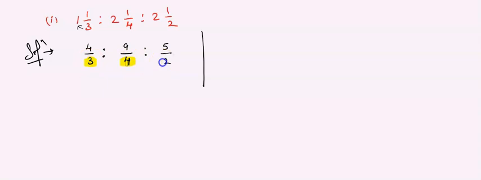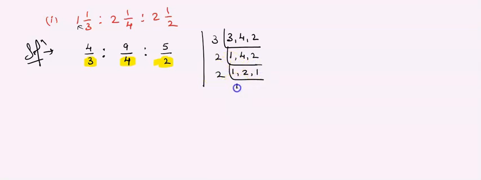The denominators are 3, 4 and 2. We have to take the LCM of 3, 4 and 2. 3 in which tables does it go? It goes with the 3 table itself. So 3 ones are 3, 4 as it is, 2 as it is. 2 and 4 in which tables do they go? They go with the 2 table, 1 as it is. 2 2s are 4, 2 1s are 2. Again this 2 goes with the 2 table itself, 1, 2 1s are 2, 1.